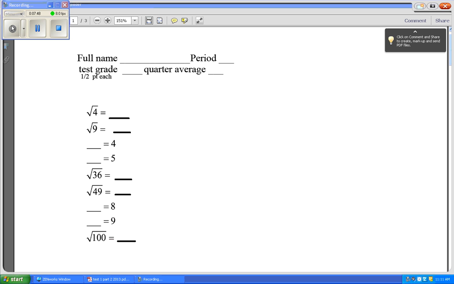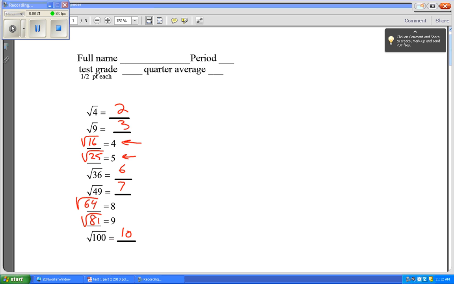See if you can discover the pattern. The square root of 4 is 2, square root of 9 is 3. Well, here 4 is the same as what number? We're looking for the square root of 16. 5 is the same as the square root of 25. The square root of 36 is 6, square root of 49 is 7. 8 is the same as the square root of 64. 9 is the same as the square root of 81, and 100 is just 10.